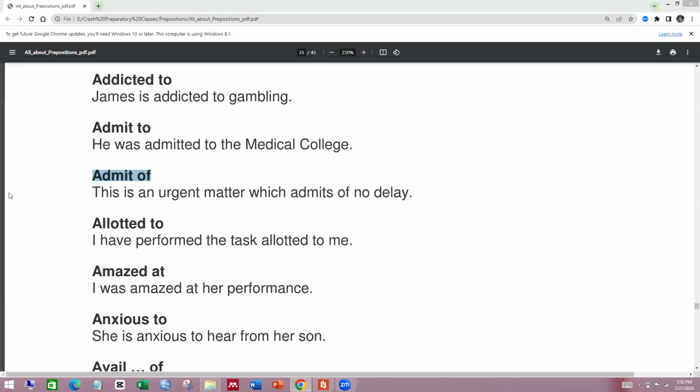अलाउ करना, परमिशन देना. ओके. This is an urgent matter which admits of no delay. मतलब ये जो मामला है ये ज्यादा डिले करने के हक में नहीं है, या उसकी इसके लिए परमिट नहीं कर रहा. Allotted, it's a simple word.